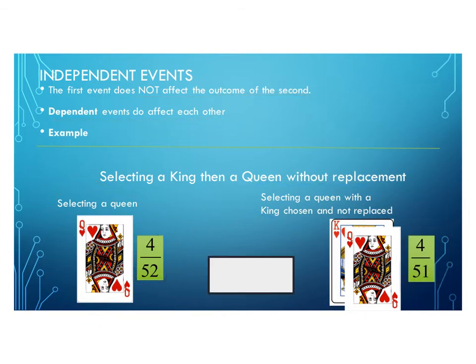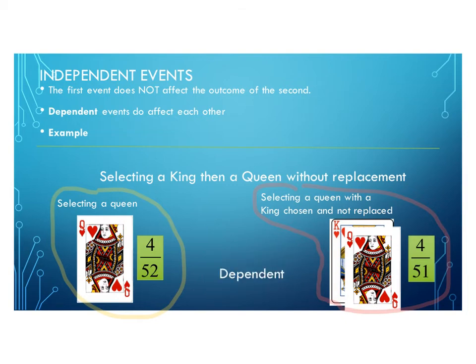Let's look at another example. Let's say we're selecting a queen again. So we are selecting a queen, and notice we do have a probability of 4 out of 52 again. And for our other event, notice we're selecting a queen with a king chosen but not replaced. Okay, so it's like I grab the first card, it's a queen, but I keep it, I don't put it back in the deck. Well, what happens to our probability of obtaining a king? Well, it changes. So because of this change, we say these events are dependent.